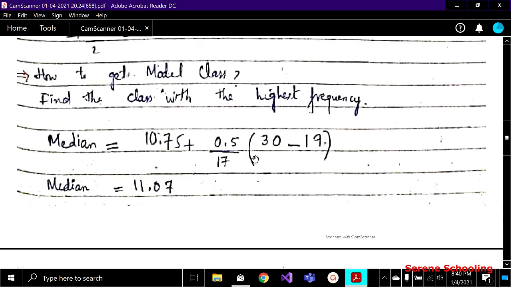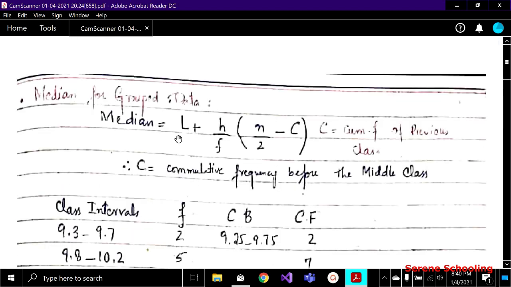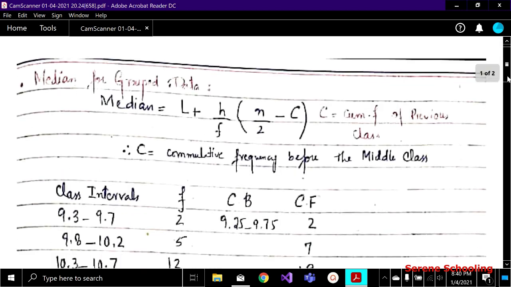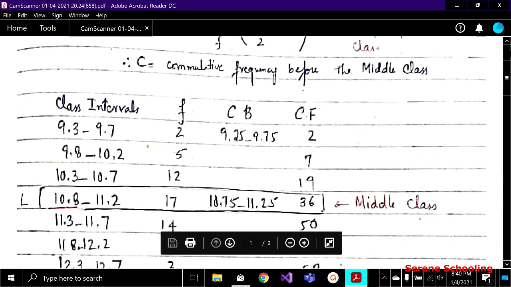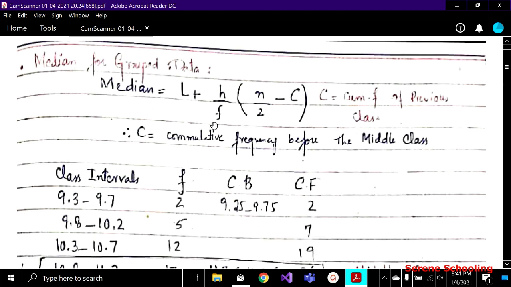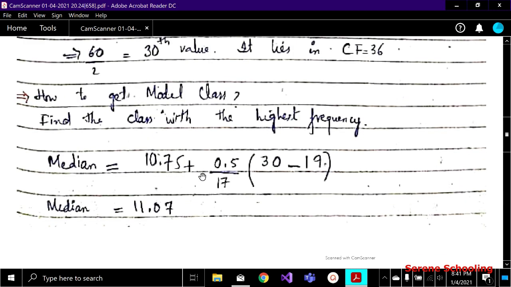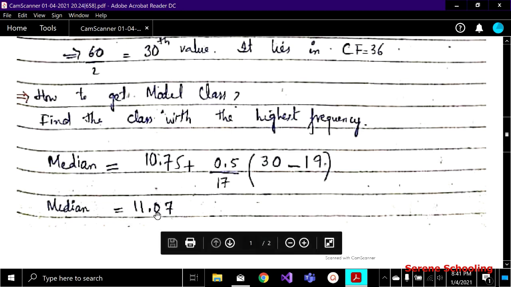After putting all these values in, you can see our formula was this one. We put in the lower class boundary, so my lower class boundary is 10.75. Then h is the class width, that is 9.8 minus 9.3. The frequency f will be of that particular middle class. N is the total number of frequency values. C is the cumulative frequency before the middle class. After putting all those values in, we get the median as 11.07.